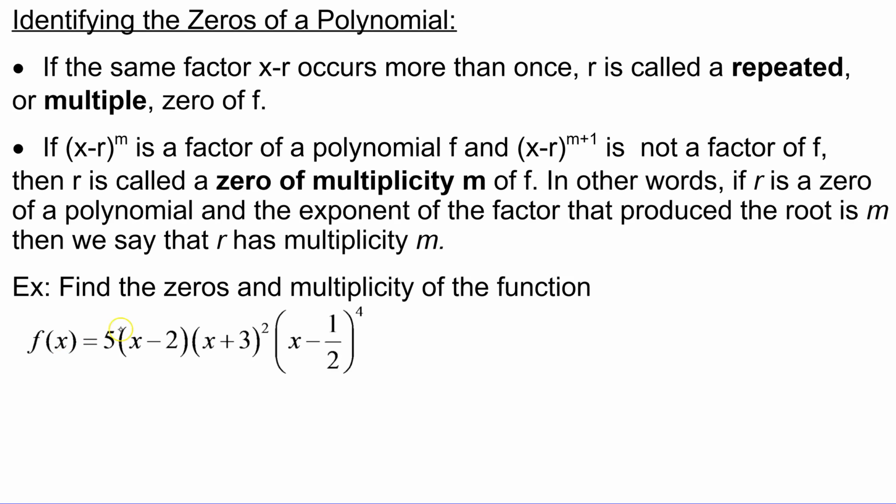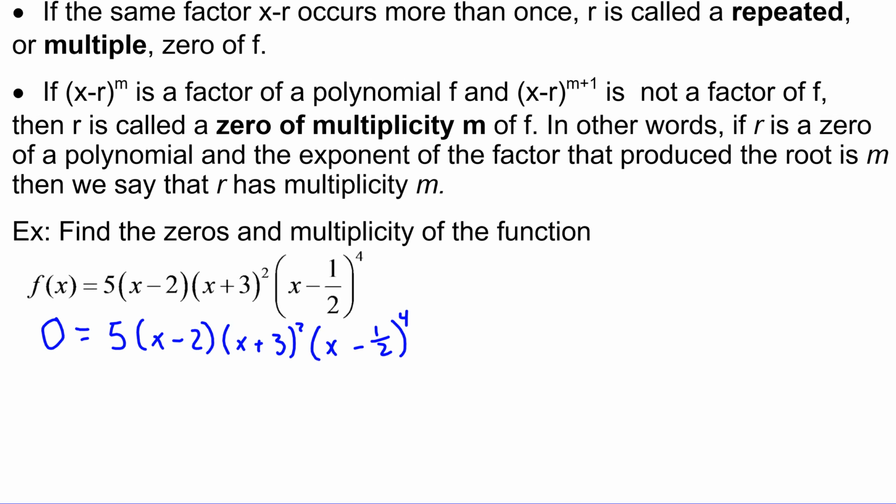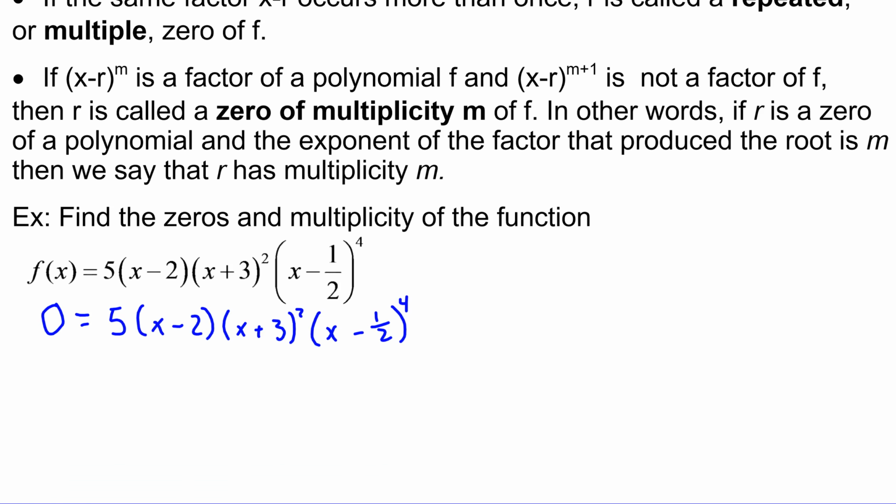So this polynomial is already factored. So to find the zeros, those occur when y is 0. So I'm going to set this equation equal to 0. And the point of factoring is so that then we can claim that each of these factors is equal to 0. Now before I do that, I might get a little distracted by this 5 out in front. So the 5 actually isn't contributing to one of our factors. It's just a constant multiplier on the outside. So unless there's an x on it, it's not going to be one of our factors.